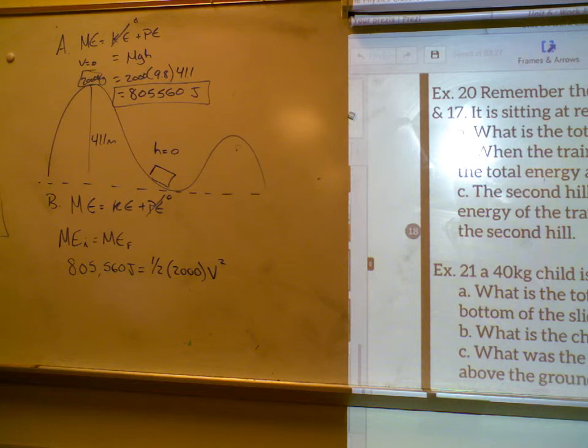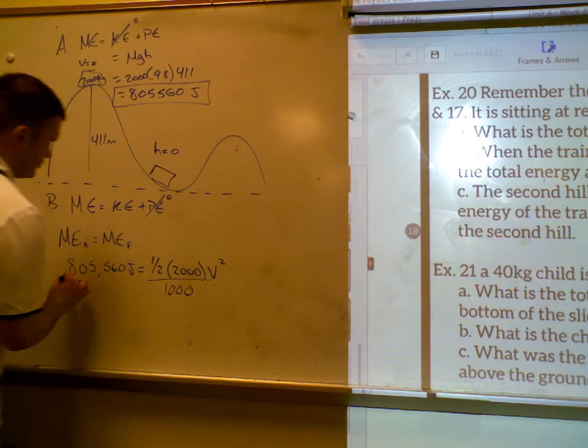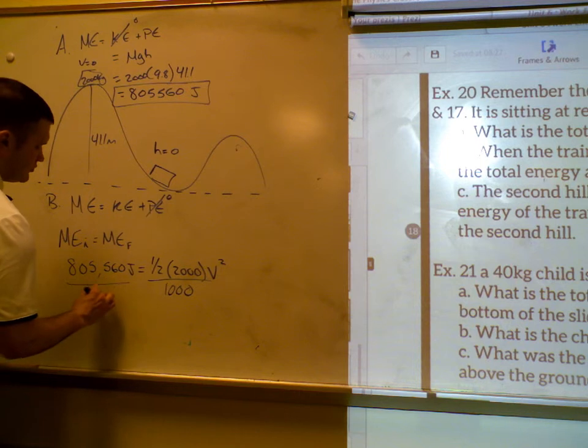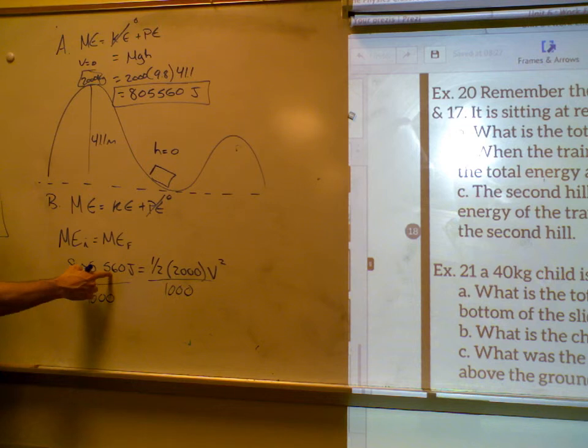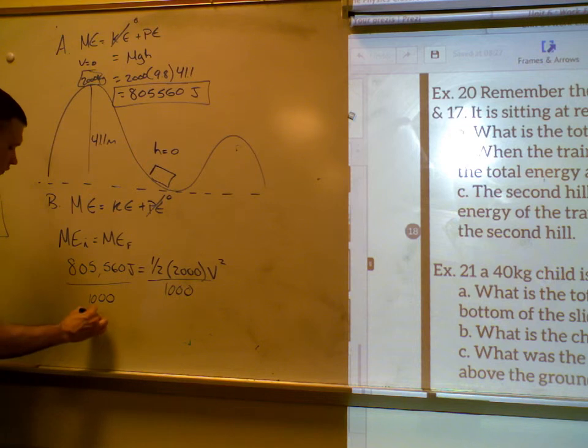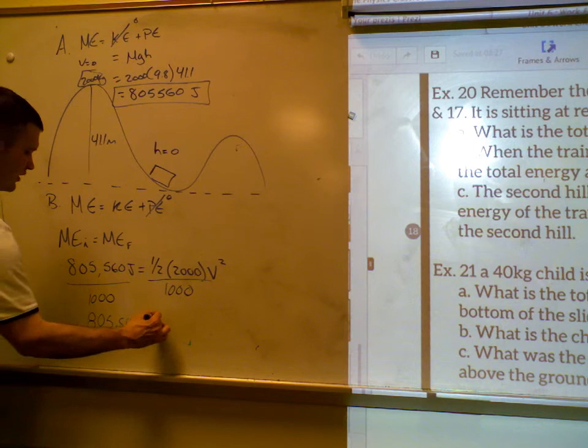Okay, guys, thank you. All right, so now how do I find this velocity? One half times 2,000 is 1,000, right? So I divide this by 1,000. Divide that by 1,000, and 805.56 equals v squared. What do we do now?